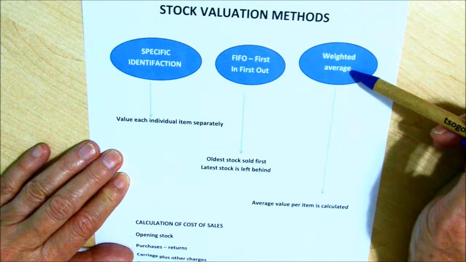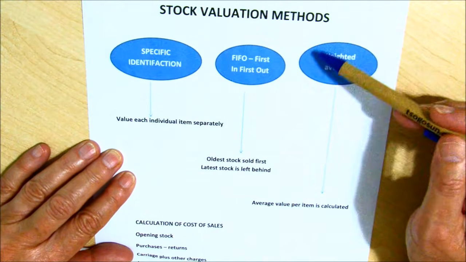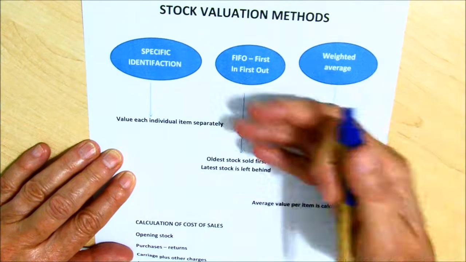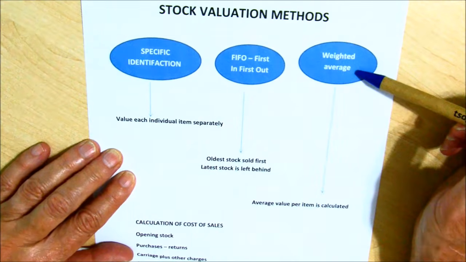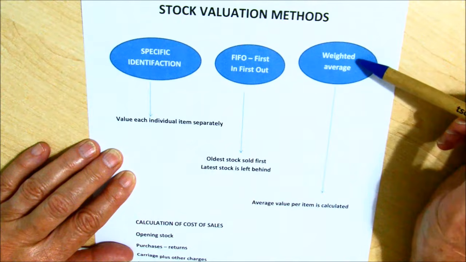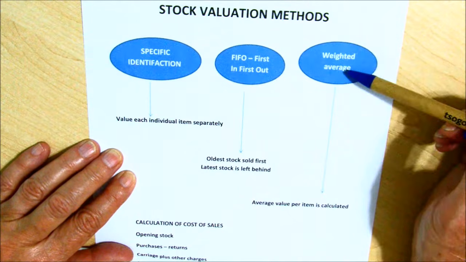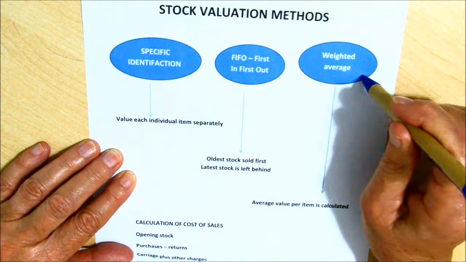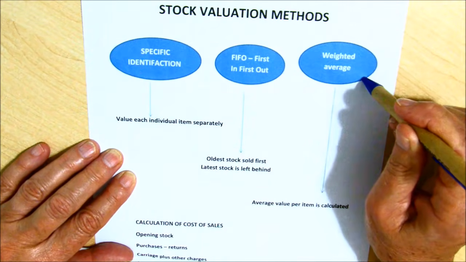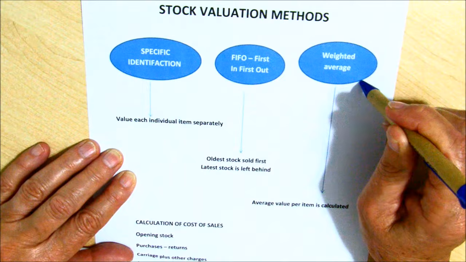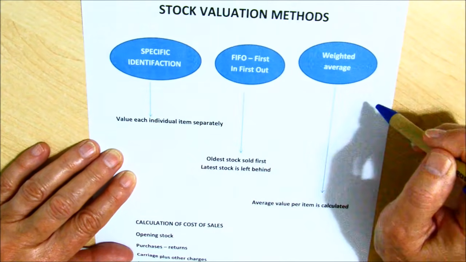The weighted average method is the one that the computerized systems, Pastel and QuickBooks, actually use. And under the weighted average, you find an average of those items. Now, the calculation of this is exactly the same as what you did with share capital. You work out a weighted average, and then you value the individual items.